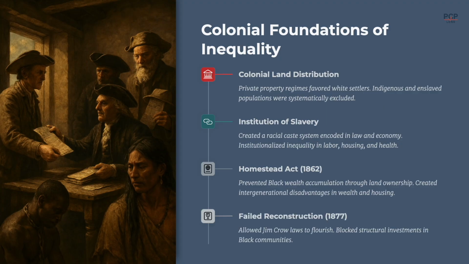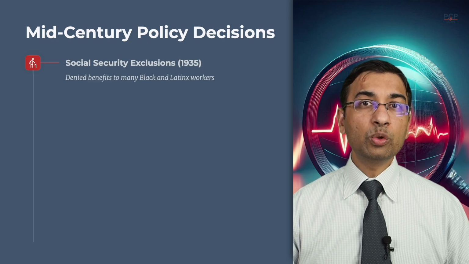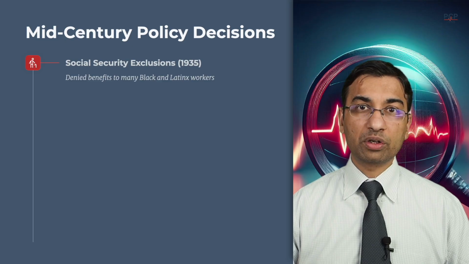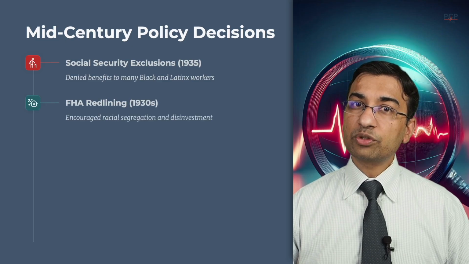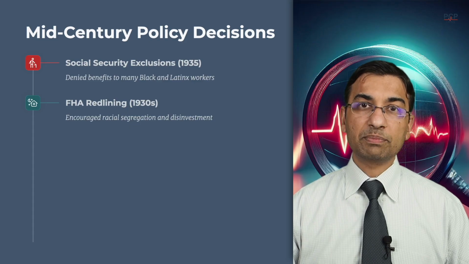In 1877, Jim Crow laws were allowed to flourish, which blocked structural investments in black communities. The 1935 Social Security Act continued its exclusionary policies by denying benefits to many black and Latin American workers. The 1930s Federal Housing Authority's redlining practices encouraged racial segregation and disinvestment.